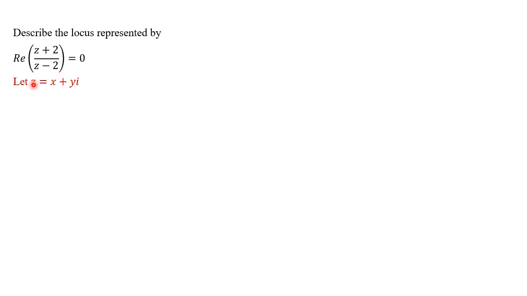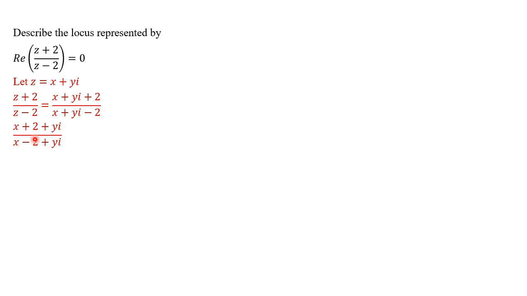So let's take this expression here. We are going to have (z plus 2) over (z minus 2) equals (x plus yi plus 2) all over (x plus yi minus 2). So now we can group the real parts together and the imaginary part together. So we are going to have (x plus 2 plus yi) all over (x minus 2 plus yi).